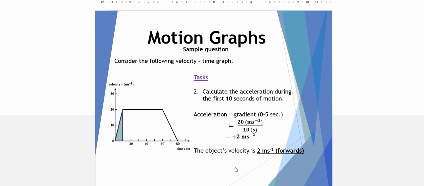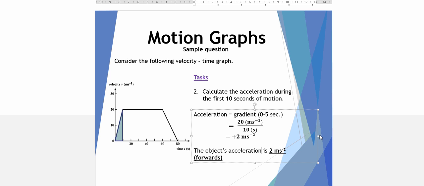Task 2, calculate the acceleration during the first 10 seconds of motion. This is again the gradient. So rise over run of a velocity time graph provides us with a measure of the acceleration. So in the first 10 seconds, it has risen from 0 to 20, so it has a rise of 20 meters per second, and it's run from 0 to 10, it has a run of 10 seconds. So 20 divided by 10 gives me an acceleration of plus 2 meters per second squared. So we can state the object's acceleration, not velocity. It's a mistake there, we'll just fix that up. Acceleration is 2 meters per second squared in a forwards direction.